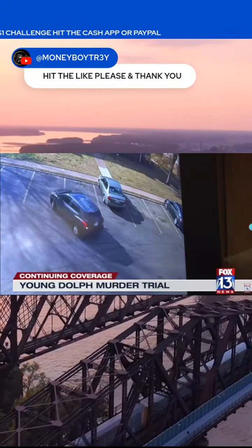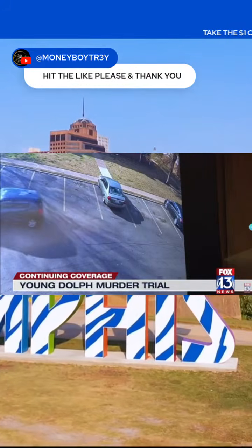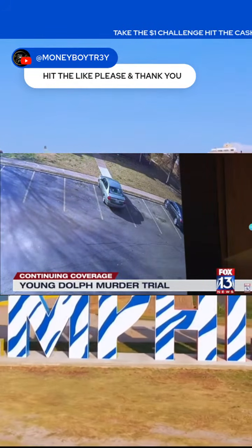So we see the vehicle Justin leaving, is that correct? Yes, ma'am. That white vehicle, and this is me and Angela leaving right here. And it's Angela driving. Yes, ma'am.